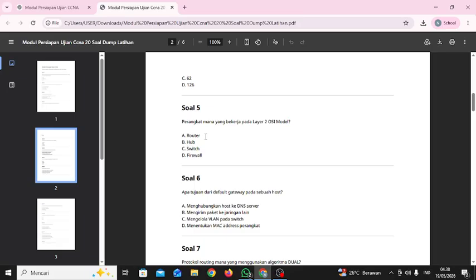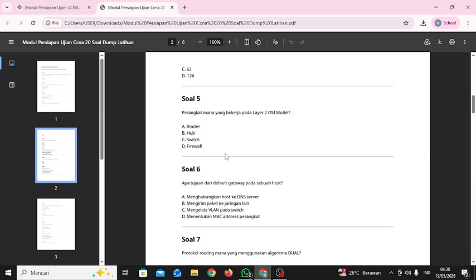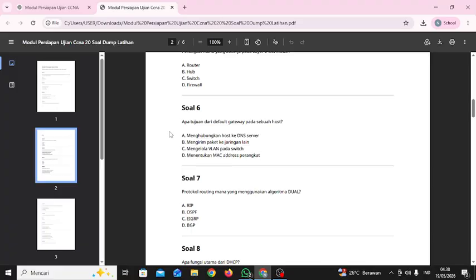Router mainly operates at layer 3. Hub operates at layer 1 and simply repeats signal. And firewall can operate on multiple layers depending on the type. Layer 2 switching is one of the foundations of modern LAN network. Okay, next question.